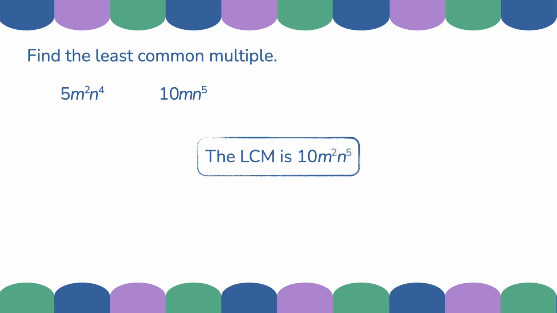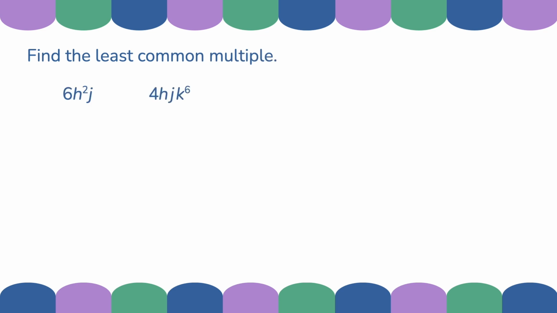Did you notice that each variable in our LCM is raised to the highest power of that variable in the monomials? The highest power of m was 2, and the highest power of n was 5. Let's use this idea in our next problem. Find the least common multiple of 6h squared j, 4hjk to the 6th power, and 10j cubed.